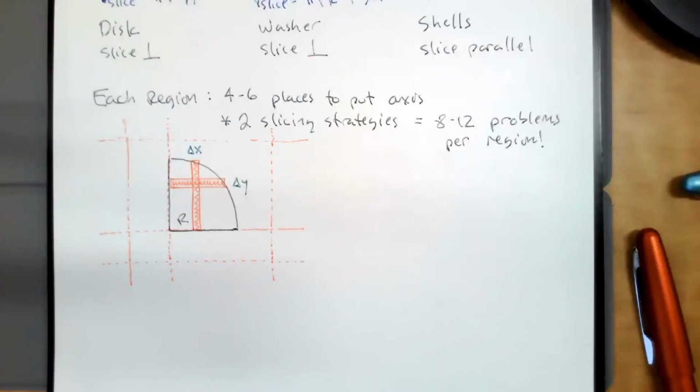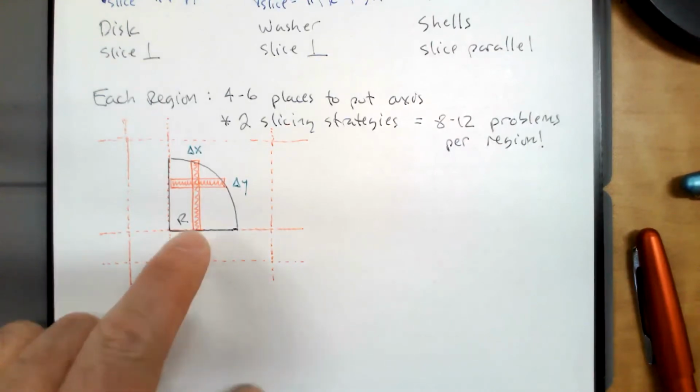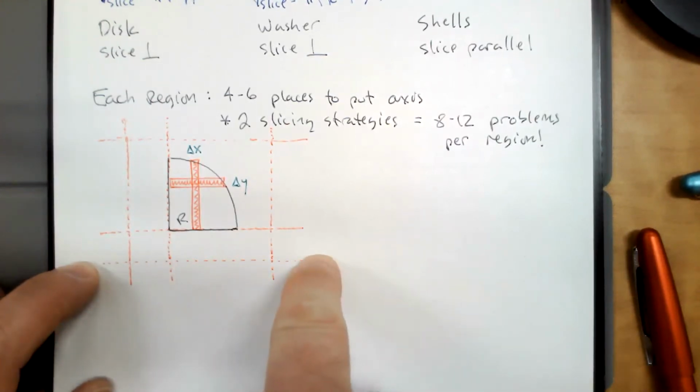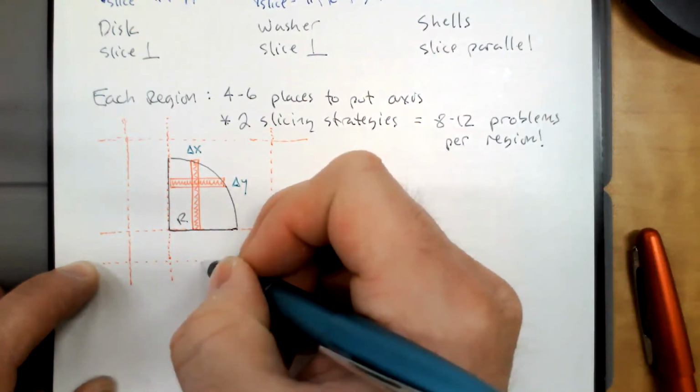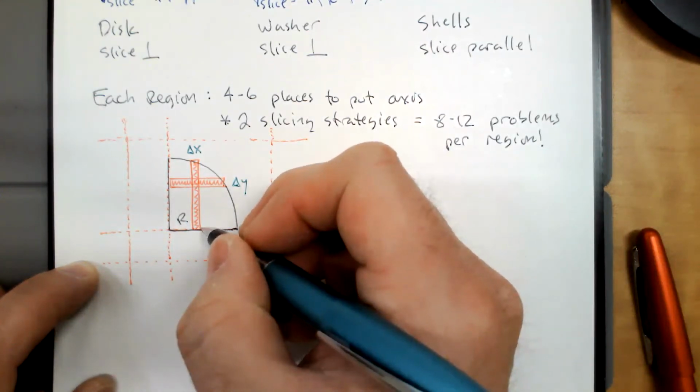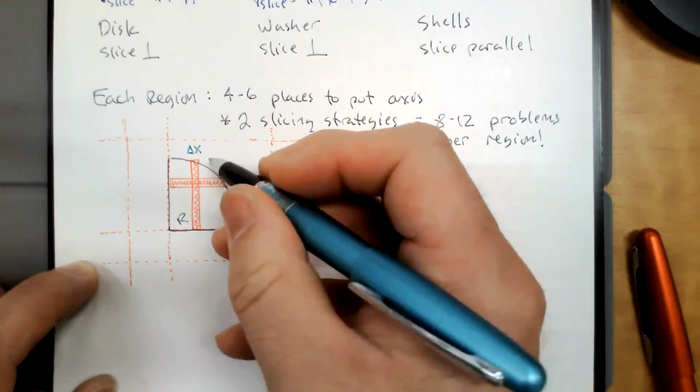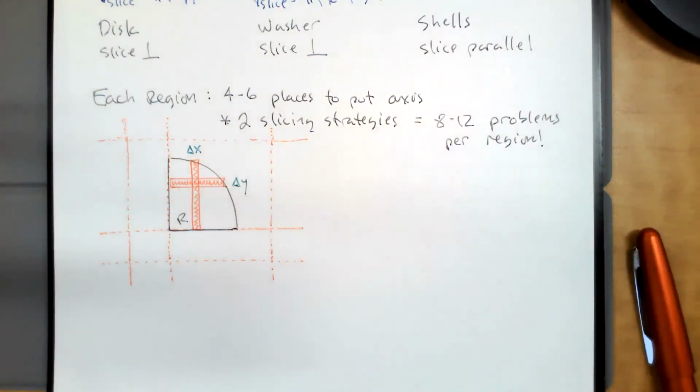So there's how we're going to label things relative between the axis and the slice. There's how we're going to label things inside the region. That's where we're going to put the slice in the region. Then if, for example, we have the delta x slice and this bottom axis down here, I'm going to have a radius from the axis to the near end of the slice and a radius from the axis to the far end of the slice.